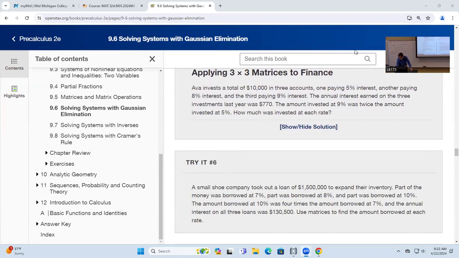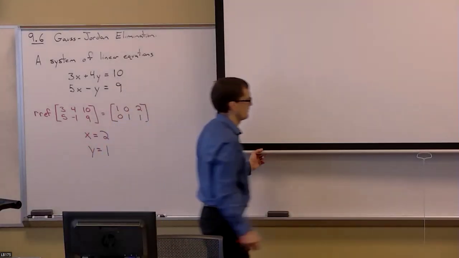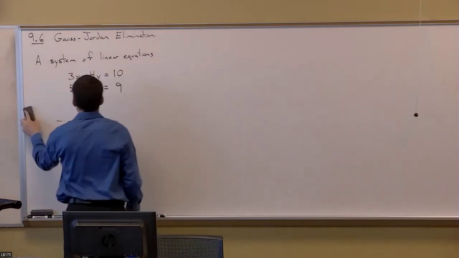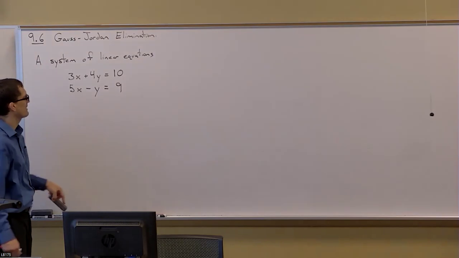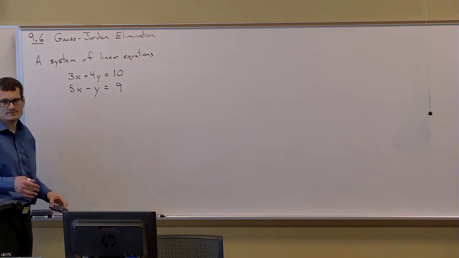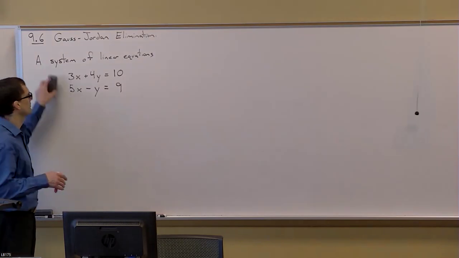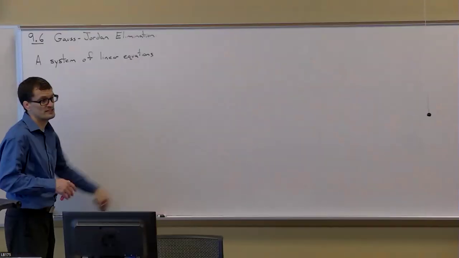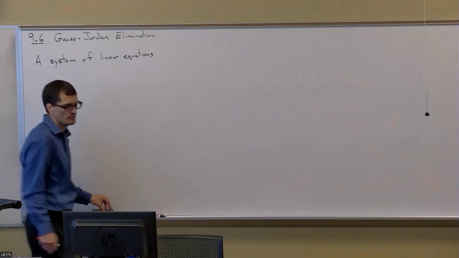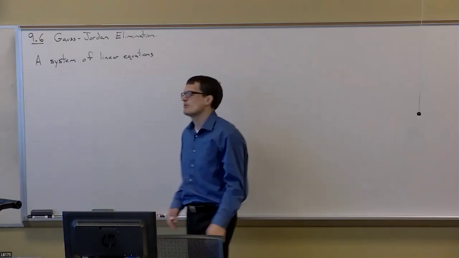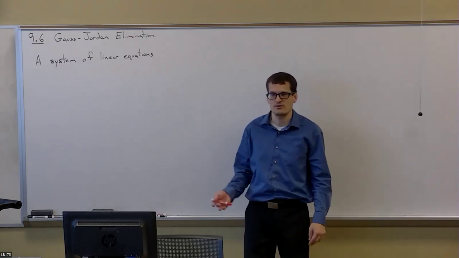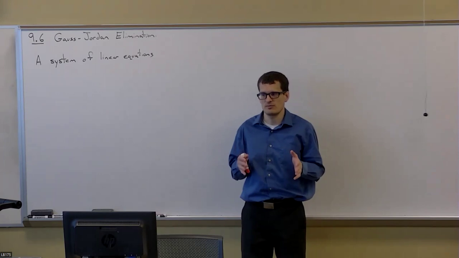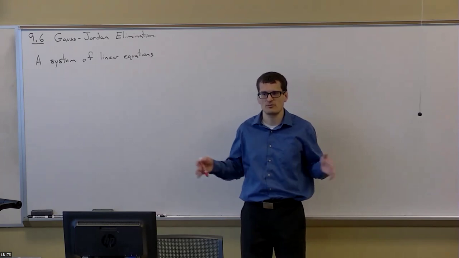Now, the other thing that I want to mention is that we've been using X's and Y's this whole time. A lot of times when we get to systems of linear equations with matrices, instead of their variables being X's and Y's, the variables become X1s and X2s. Just because eventually when you have lots and lots of variables, you run out of letters.